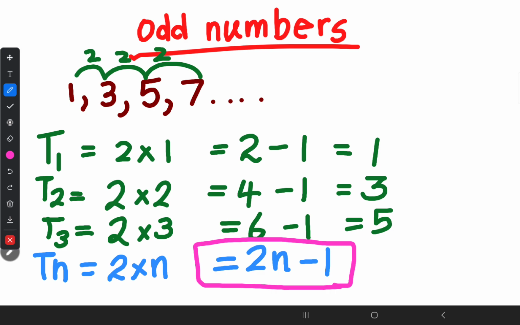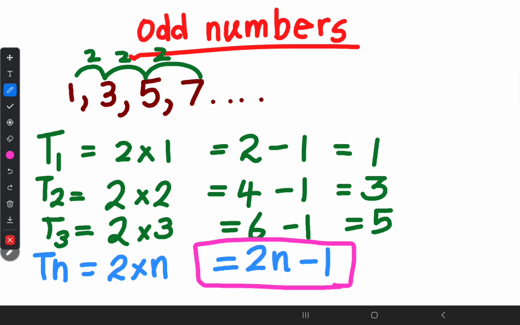The difference was 2, that's fine. But for all the other questions, if the difference is 2, we can directly write 2n as the general term. But here, not in that case. Odd numbers, no? So you should check whether this is correct or not. When we check 2 multiplied with 1, that was 2. But our first term was 1. From 2, when we subtract 1, that will give you 1. Similarly, in all cases we have subtracted 1. Likewise, from 2n, when you subtract 1, that will give you the desired odd number pattern.